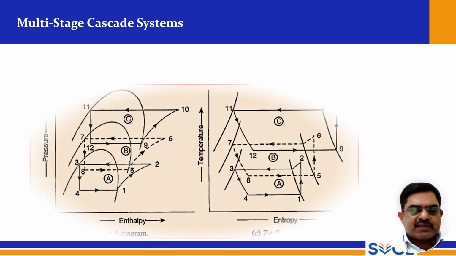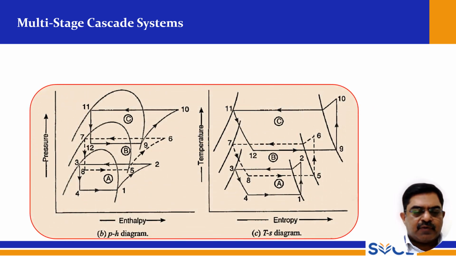In the pH diagram for the multi-stage cascade system, similar to the earlier one, we have three peaks and three stages. The dotted line is the intermediate stage, and the solid line 1, 2, 3, 4 is the first stage, the low temperature stage, and 9, 10, 11, 12 is the high temperature stage. Similarly here we have three stages in the TS diagram as well. A, B, C represent three stages. A is the low temperature stage, B is the intermediate temperature stage, and C is the high temperature stage.